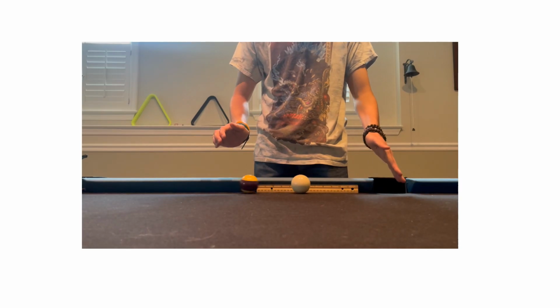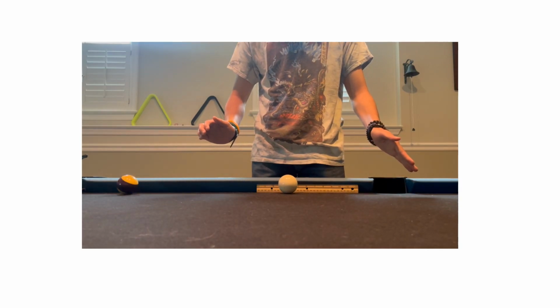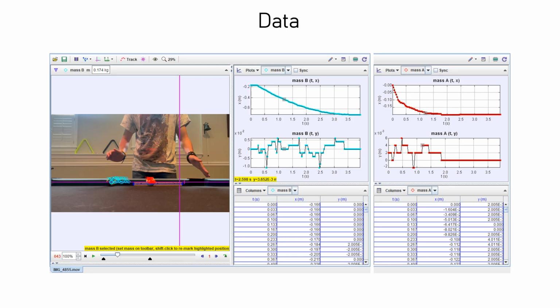Now, getting into the actual experiment, here's a video of the experiment. So here's the actual tracker data. As you can see on the left, there's the video with the origin, the calibration stick, and the position of the masses. And then on the right are the actual graphs of the position of the masses, mass A and mass B, mass A being the first ball and mass B being the second ball.